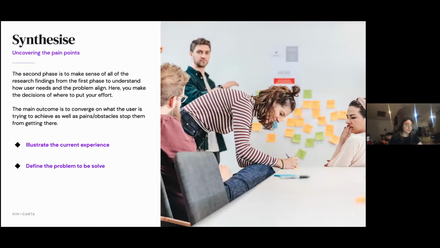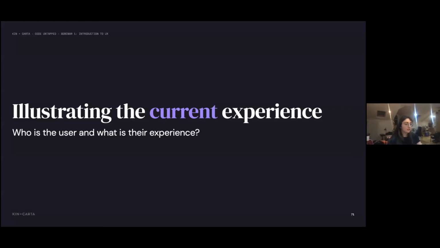There are a lot of different ways that you can do this, and we'll also go into this in more depth in Seminar 3. But at a high level, our aim here is to define what the main outcomes are that the user is trying to achieve and those pains and obstacles that stop them from getting there. Again, there are so many different ways to do this, but in this phase, we typically have a two-pronged approach to solve this. So we, number one, illustrate the current experience, and then number two, we define the problem to be solved. So illustrating the current experience.